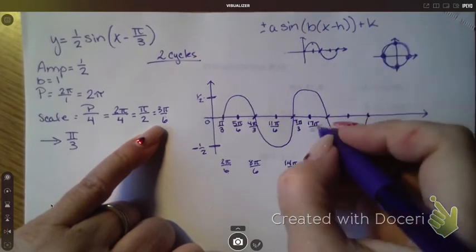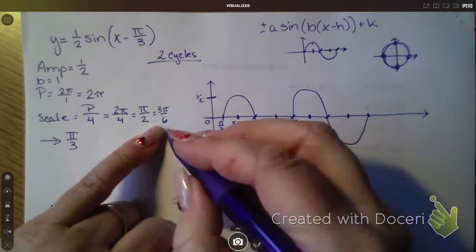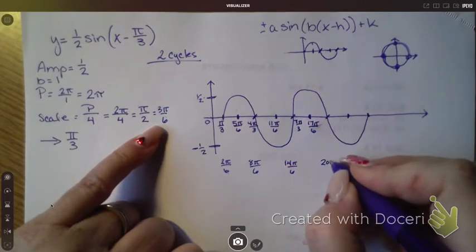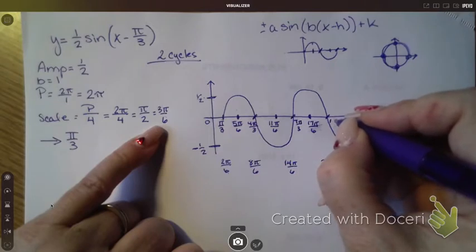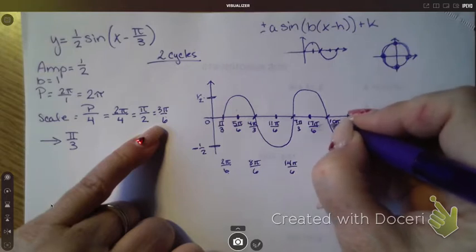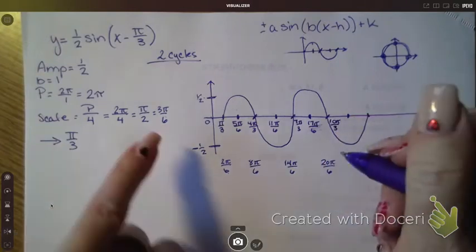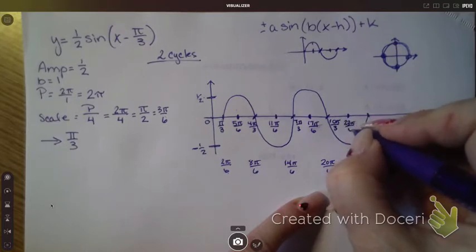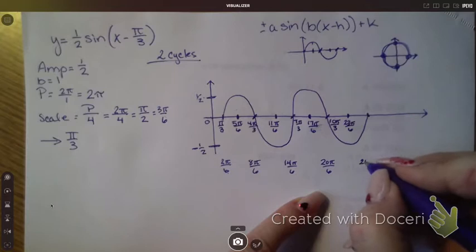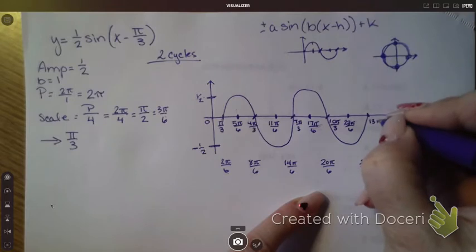The next one's going to be over 6, isn't it? Okay, 17 plus 3 is 20 pi over 6. So 10 pi over 3? Yes. Then the next one's going to be what? 23 pi over 6. And then it's going to be 26 pi over 6. So 13 pi over 3.